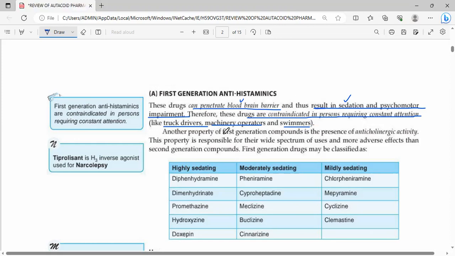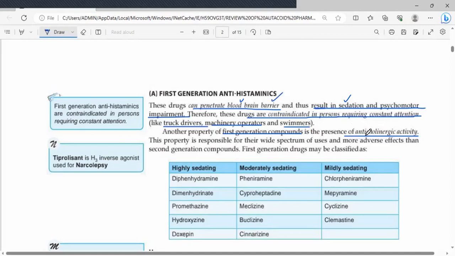Another property of the first generation is that they have anticholinergic activity. So first generation, they penetrate the blood-brain barrier, so they are centrally acting, and they possess anticholinergic activity. Now, due to their anticholinergic activity, they have a wide spectrum of uses. However, adverse effects like anticholinergic activity will induce a dry mouth, urinary retention, constipation, okay?